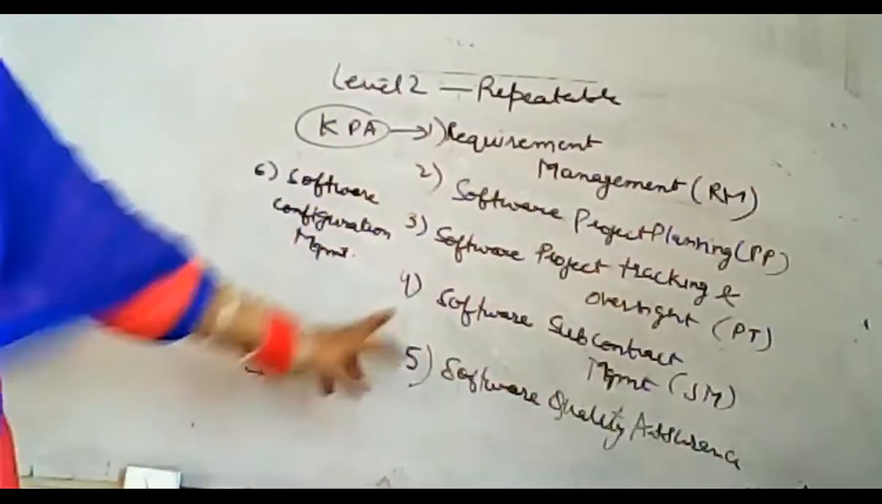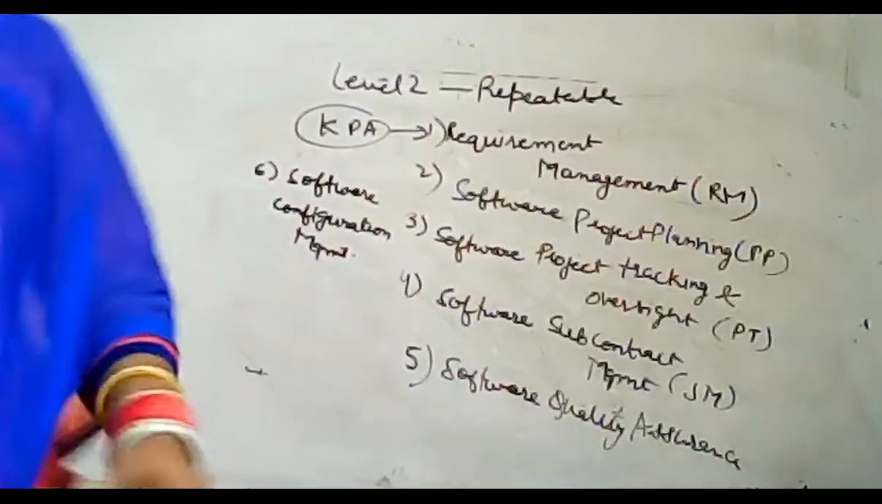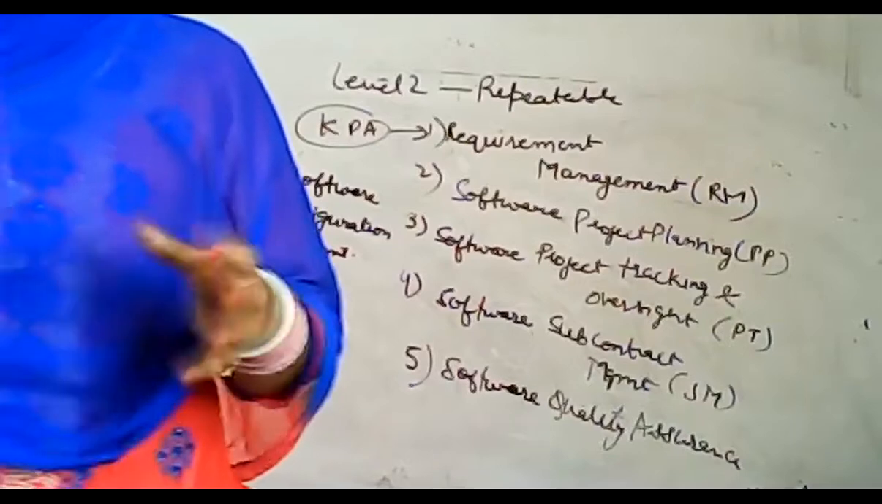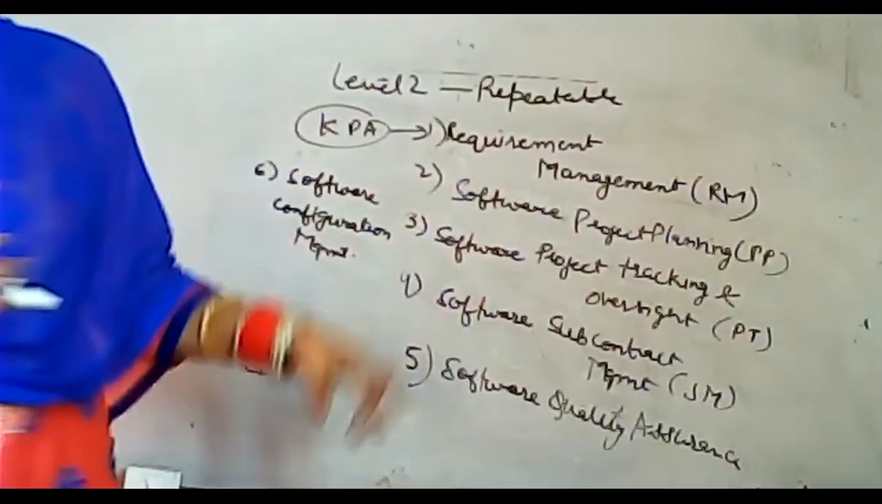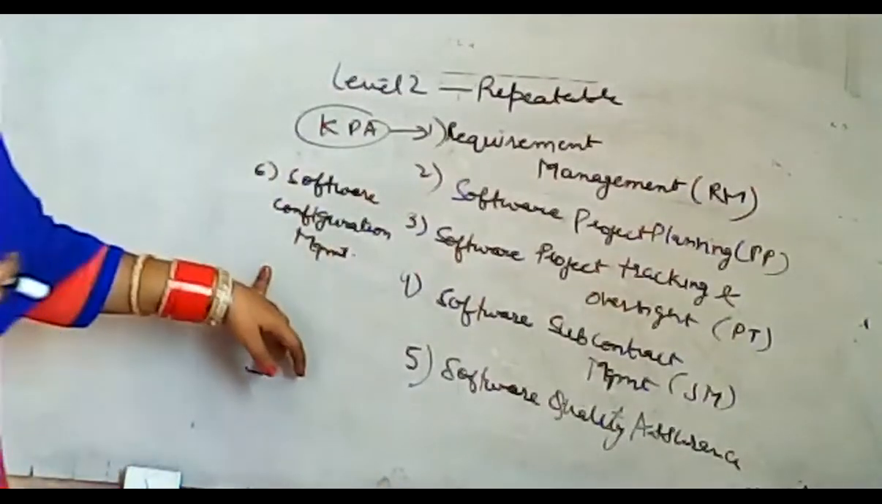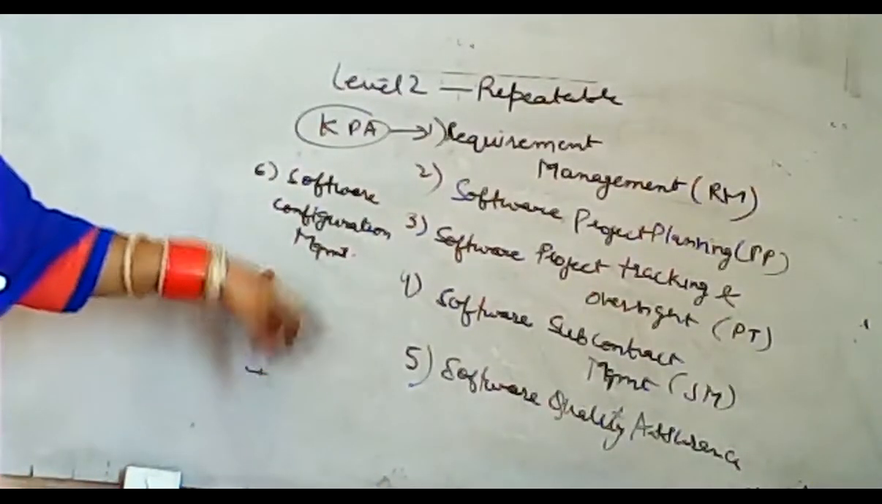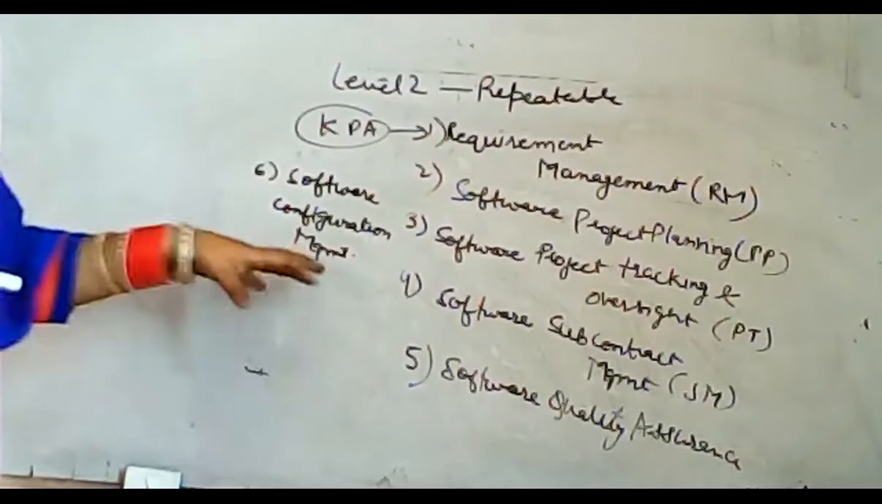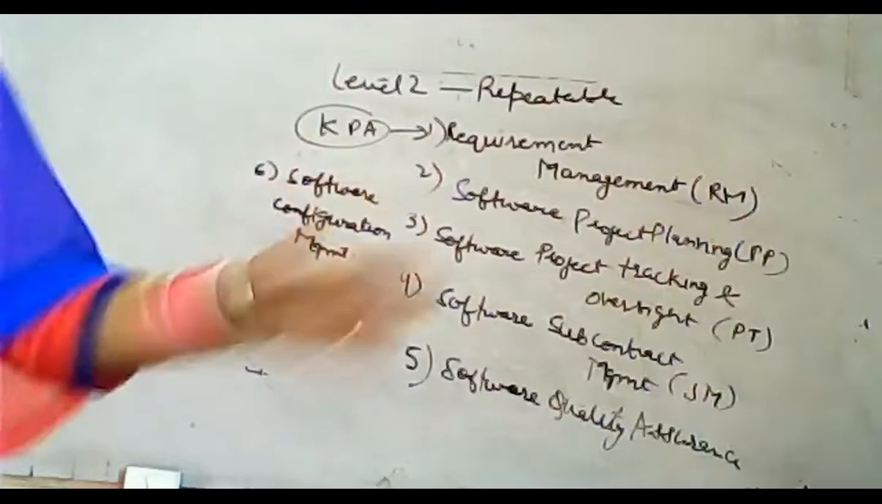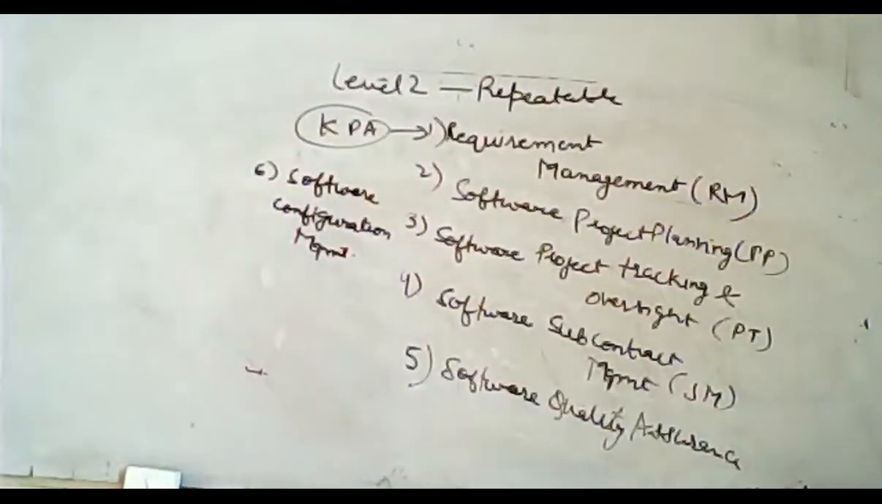Software quality assurance provides management with appropriate visibility into the process being used by the software project and of the product being built. And software configuration management establishes and maintains the integrity of the product of the software project throughout the project's software lifecycle. So that defines software configuration management. So these were the key process areas at level 2.